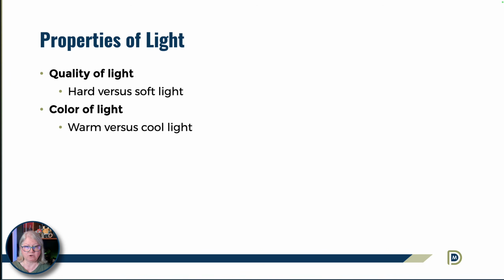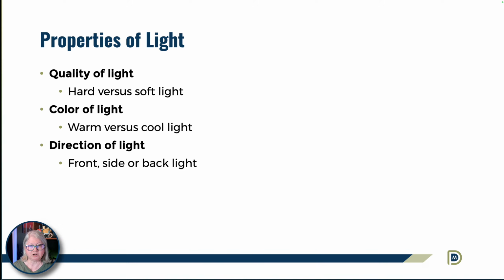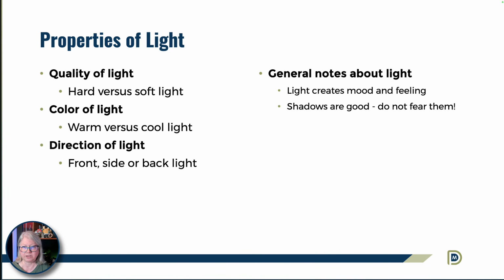Okay, we also talk about color of light, which would be like your white balance, for example, warm versus cool. And then we also talk about the direction of light. So these are the three properties of light, okay? So the quality, hard versus soft, the color, warm versus cool, and the direction of light. Where is it coming from in relation to the subject in particular, right?